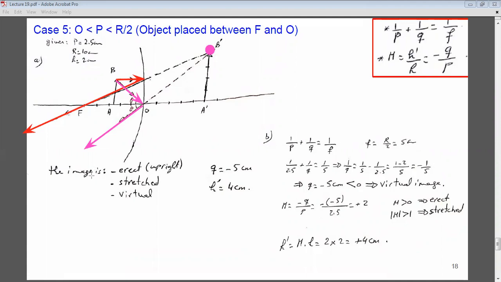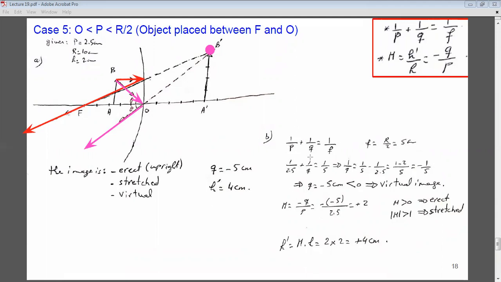Notice that in this case, the image is virtual. It is behind the mirror. It is stretched because it is longer than the object, and it is erect. It is upright. And if I want to calculate Q, I just count 1, 2, 3, 4, 5. So Q is equal -5 because it is behind. And H prime is 1, 2, 3, 4. So it is 4 centimeter.